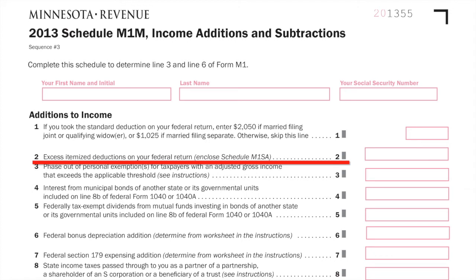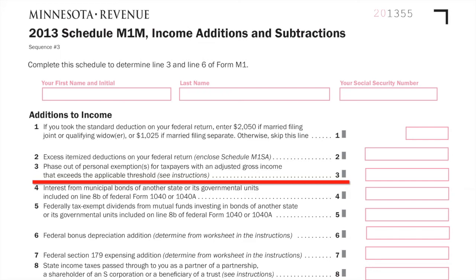Line 2, the limitation on itemized deductions. Taxpayers no longer have their itemized deductions limited on their federal return if their federal AGI is $250,000 or less for single filers, $275,000 or less for head of households, and $300,000 or less for married joint filers. So for Minnesota purposes, taxpayers are subject to limitations if their federal adjusted income is more than $178,150, or $89,075 for married separate filers. Because Schedule M1SA is now obsolete, this calculation is now handled on the Schedule M1M line 2. So again, this calculation is handled on the M1M line 2.